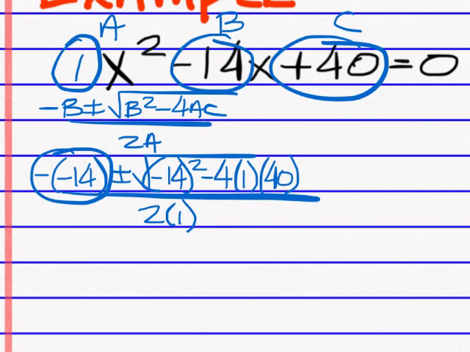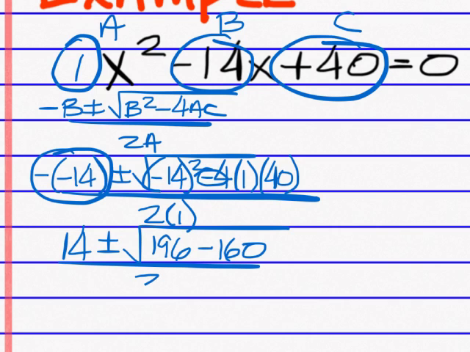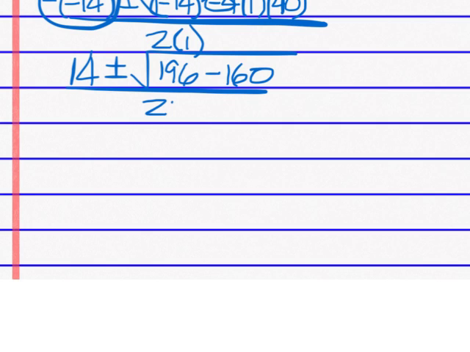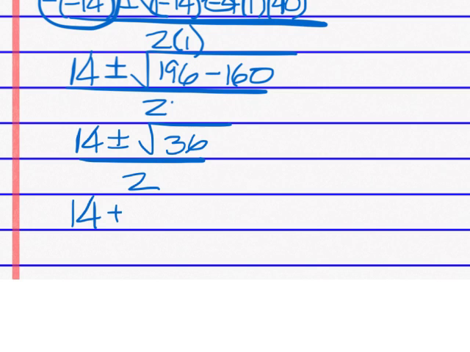Double negative goes to plus, so that's positive 14, plus or minus. Negative 14 squared is 196. You have just the minus sign and no other negatives after that, so it is a minus sign that stays. Then you have 4 times 40, which is 160, and then over 2. Alright, from there it's going to be 14 plus or minus the square root of 36 over 2, and the square root of 36 is 6.